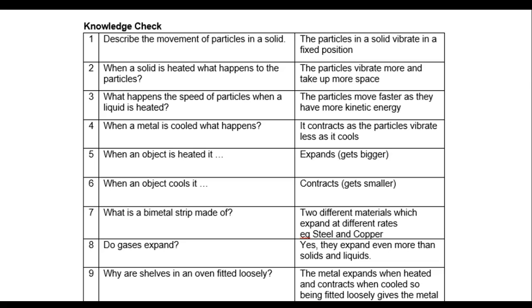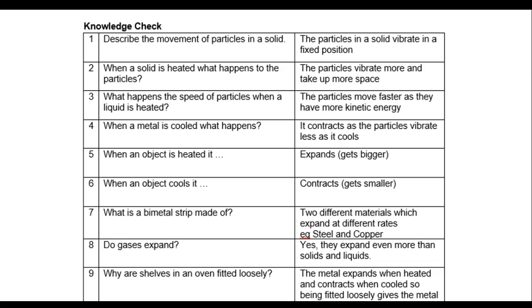Number 4, when a metal is cooled, what happens? The answer is that it contracts as the particles vibrate less as it cools. So they have less kinetic energy, so the particles vibrate less. There's less space between the particles, and that means the metal becomes smaller. It contracts, which means that it gets smaller. This then leads into question 5 and 6.